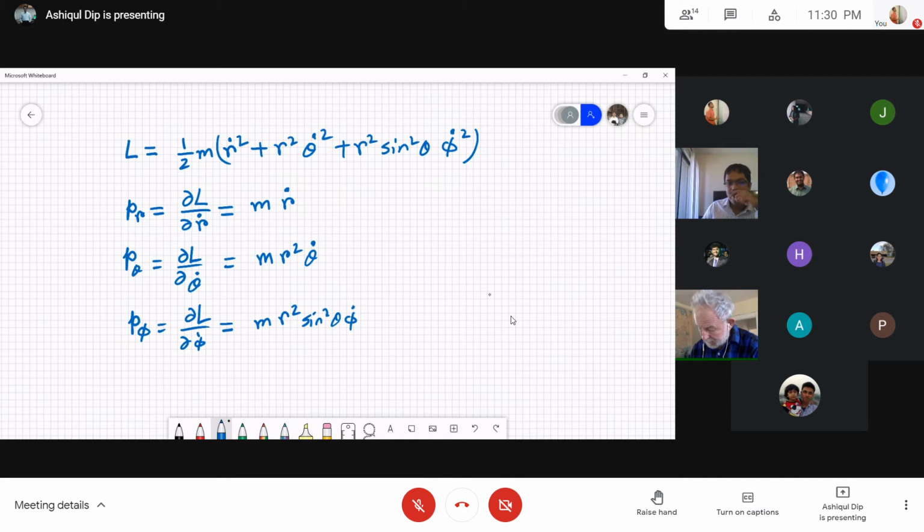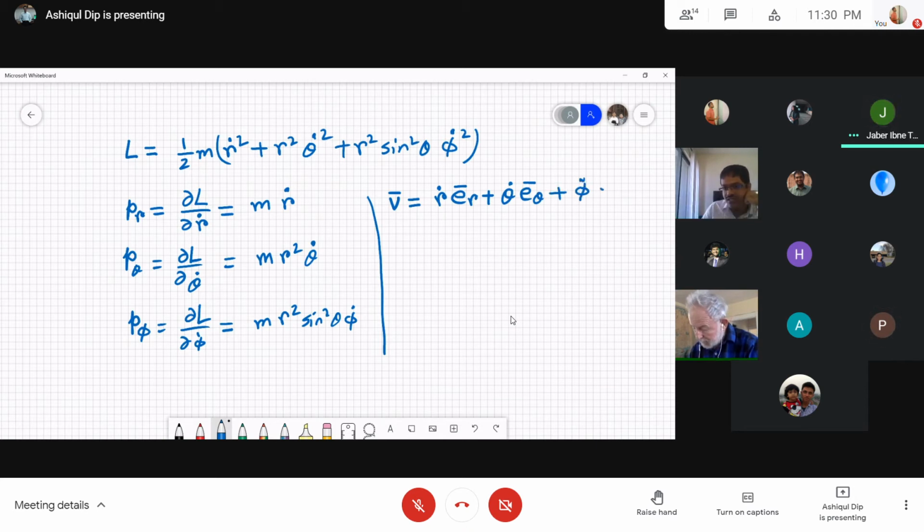Okay, now if we consider the velocity in polar coordinates, what did you get? Velocity in polar coordinates: r dot e_r, is that correct? Yeah. Then plus r theta dot e_theta. Yeah, I want to write it this way. Okay. And phi dot e_phi, like that, right?